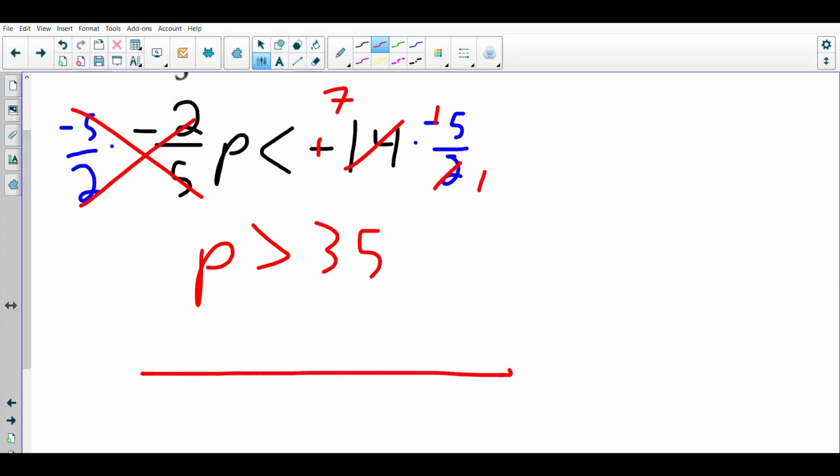So get our number line. 0, 35. We got an open circle. Variable's on the left, so I follow the inequality. And there we go. We are done.